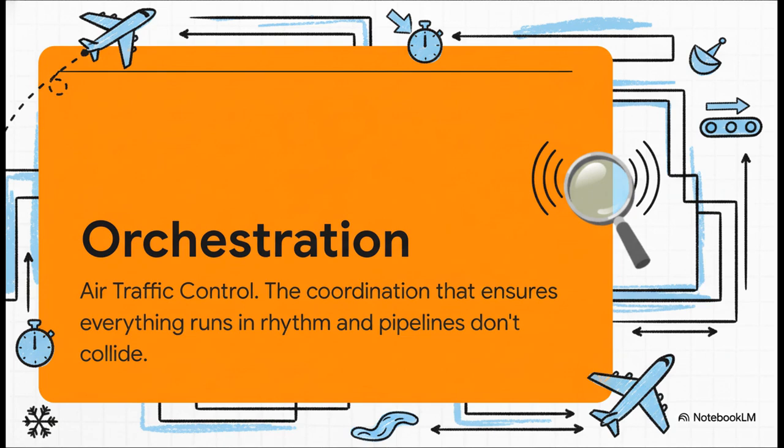Behind every takeoff and landing is this incredible orchestra of coordination. That's air traffic control. In Snowflake, tools like Snowpipe, Streams, and Tasks are your ATC, making sure new data is loaded continuously, changes are tracked, and scheduled jobs run exactly on time, without any collisions.